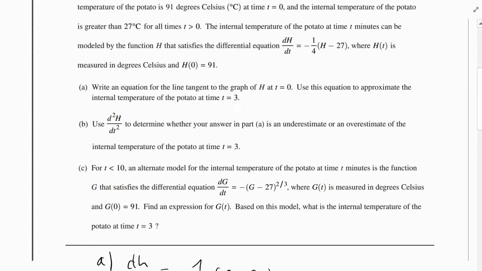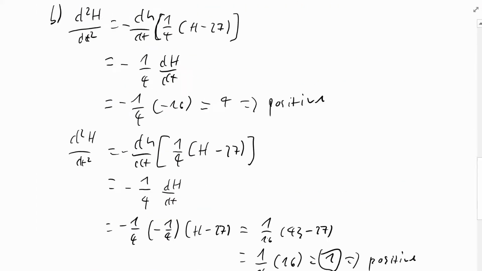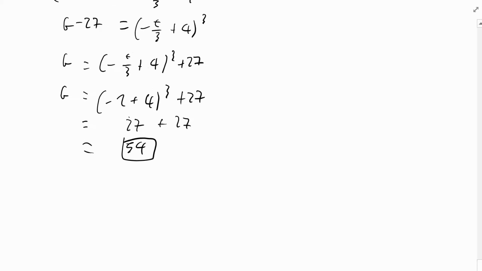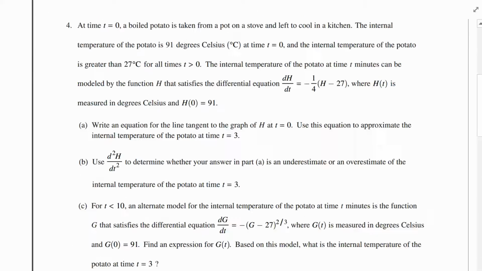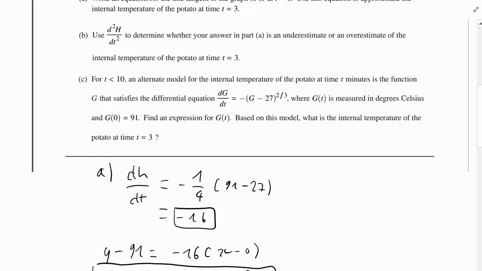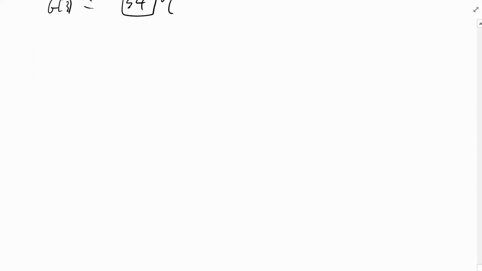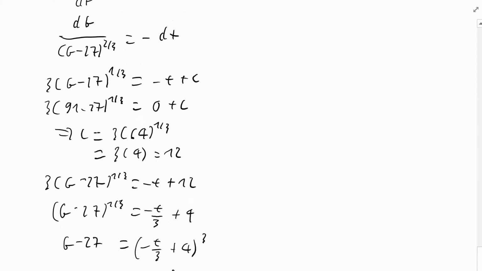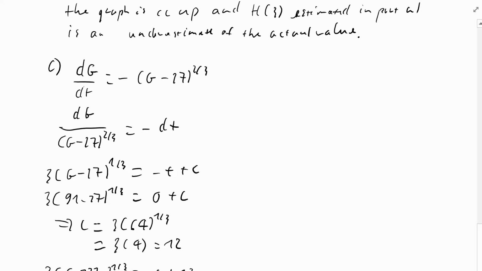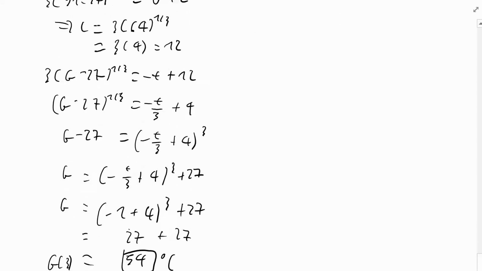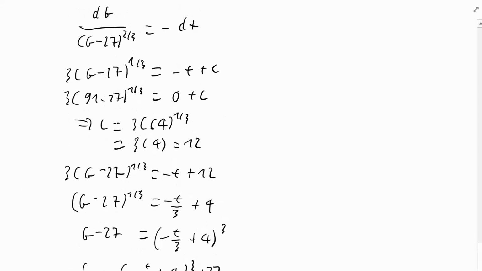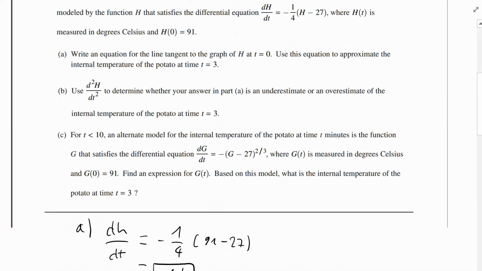So that's number 4. The answer for g of 3 equals 54 degrees Celsius. Does it ask us anything else? Nope. So this is basically it. Firstly, make sure to separate variables carefully, and do algebra and arithmetic carefully. Don't be like me. All right, thank you for watching.